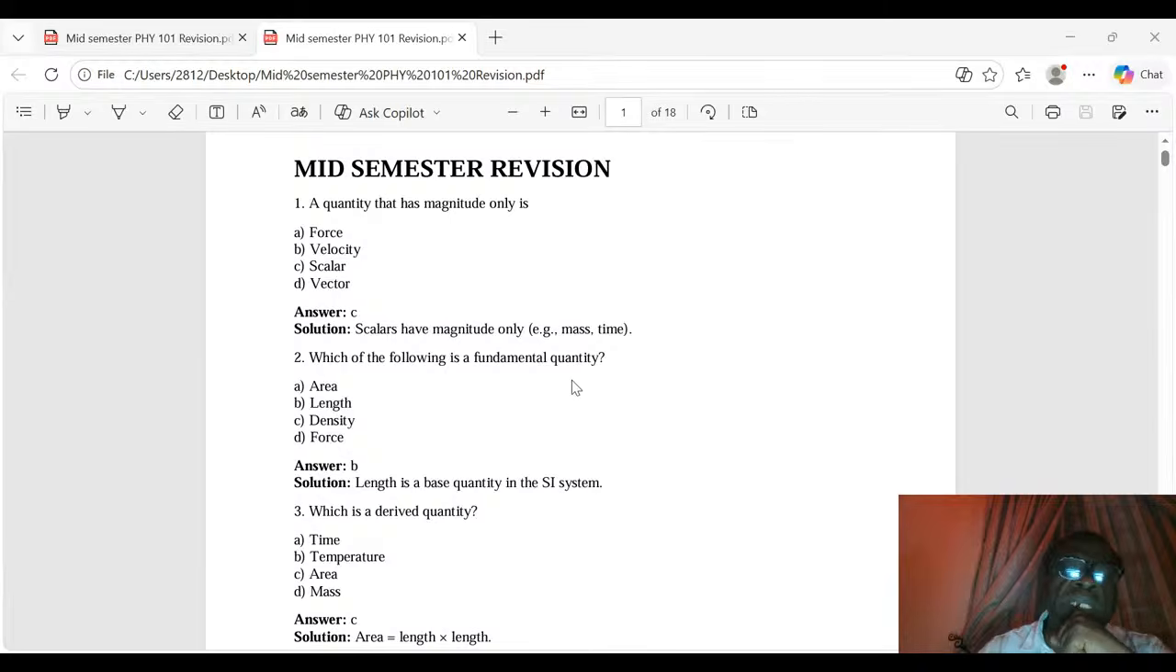I hope you can see the screen I'm sharing. Can you see the screen? The document I've shared? Can you see the document? Okay, if you can see, we'll start right away.